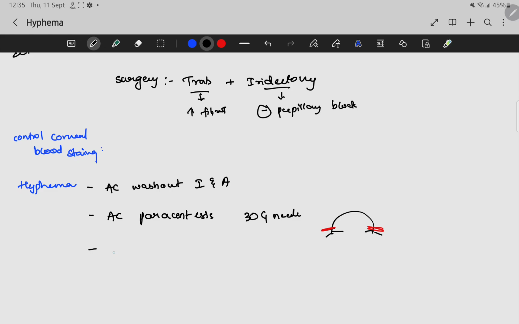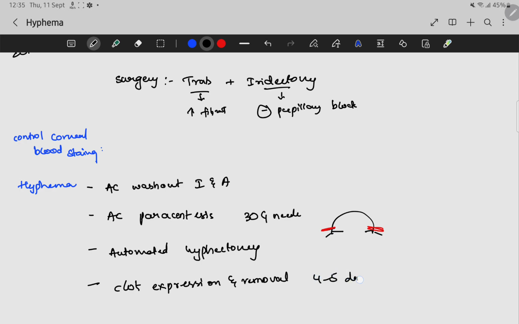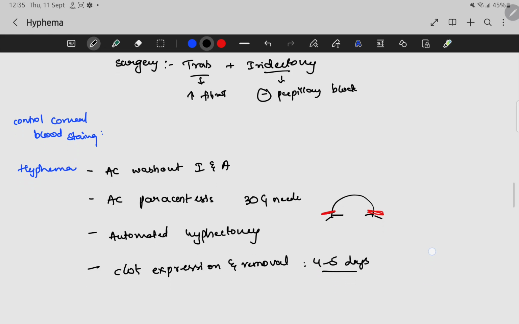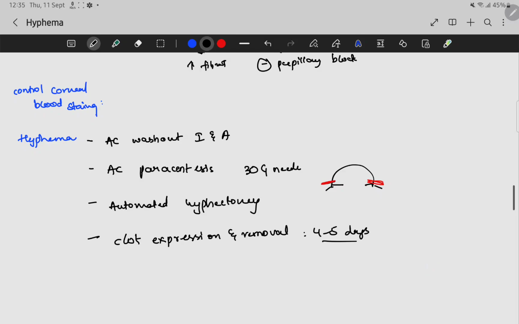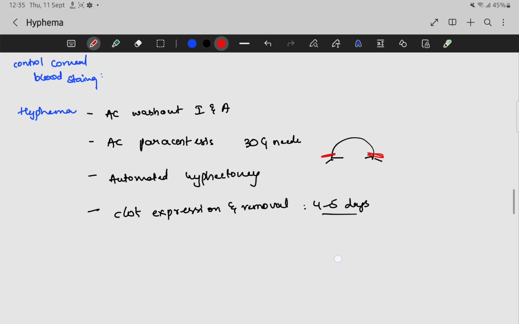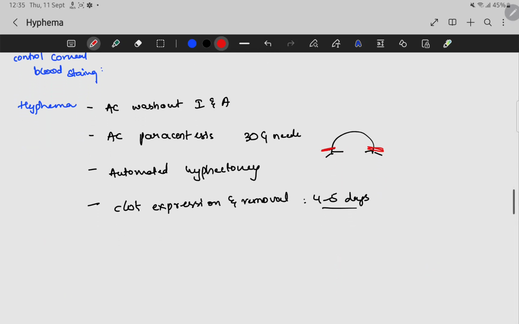And we can also perform automated hyphectomy and clot expression and removal. This can be done on the 4th or 5th day when there is a formation of clot. So these are done early and this is done late. Here we were speaking about corneal blood staining. We will see it comes under the indications of surgery.